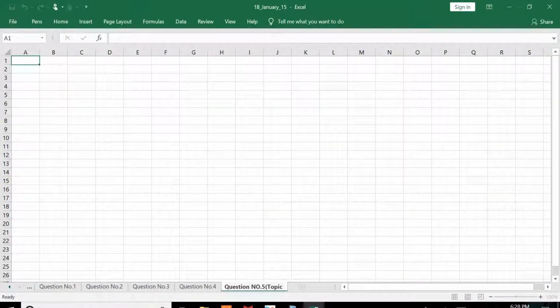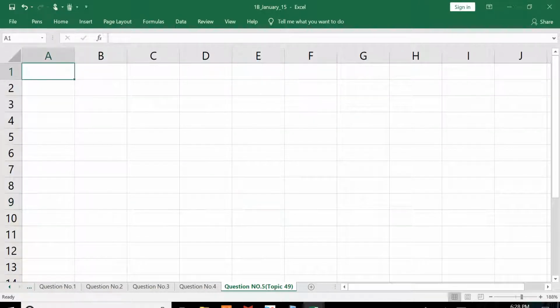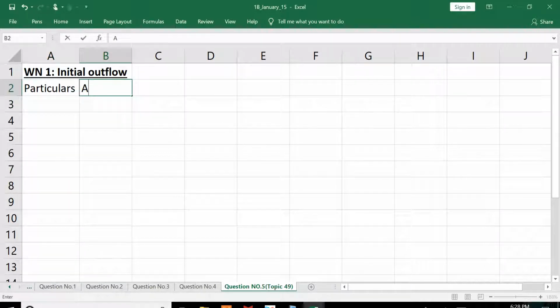Working note 1, initial outflow. Particulars: area A, area B.